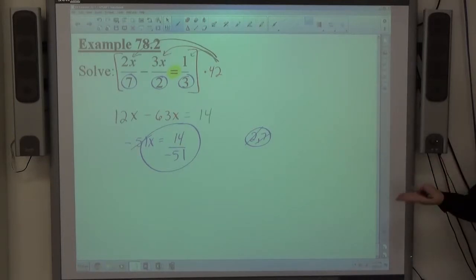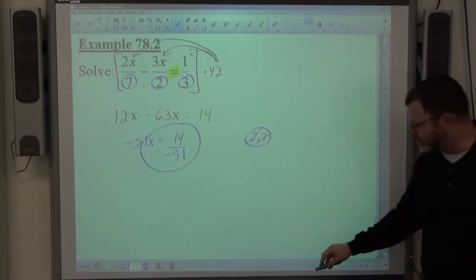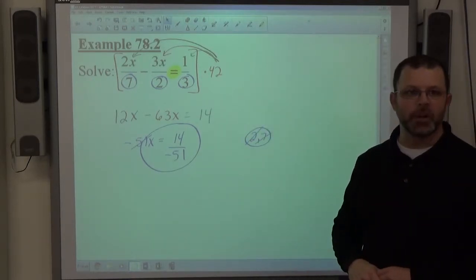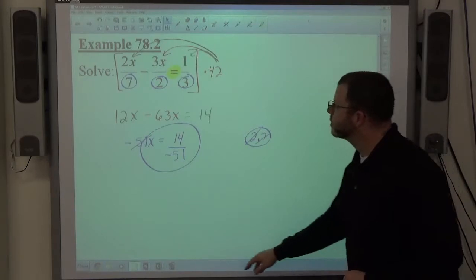The minus sign is allowed to be on the bottom of the fraction. It means the same as negative 14 over 51. It doesn't matter where the minus sign is. But again, negative 14 over 51 is the right answer to this problem. Much easier to solve in that form than it would be to solve in the fraction form.